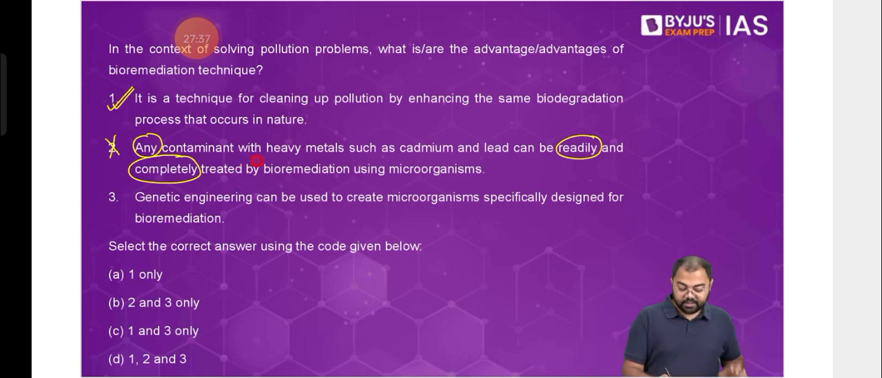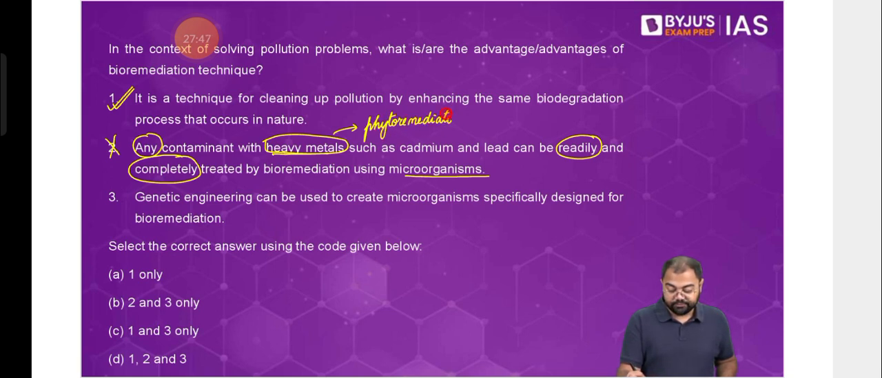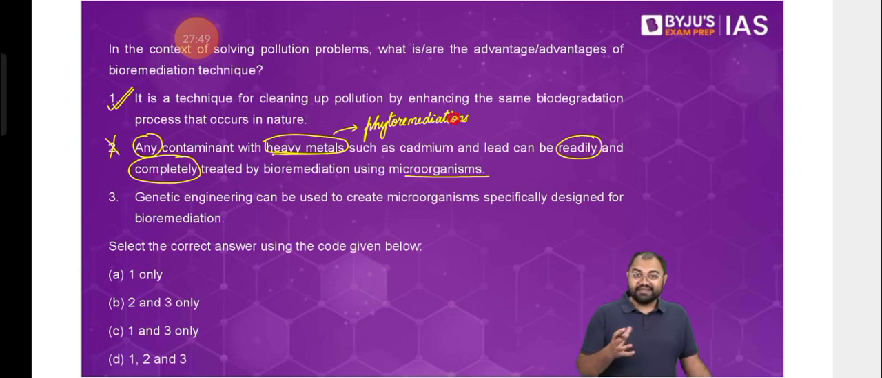But why is it wrong? Any contaminant with heavy metals such as cadmium and lead can be readily and completely treated by bioremediation using microorganisms. What we discussed is that when you have heavy metals, it's better to use phytoremediation there. Correct? Phytoremediation techniques are actually more helpful because it's not easy for microorganisms to eat upon these heavy metals, right?